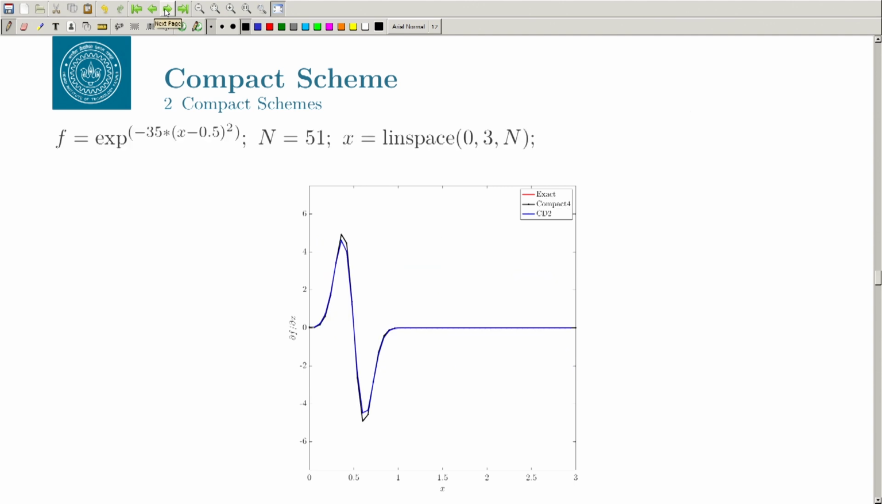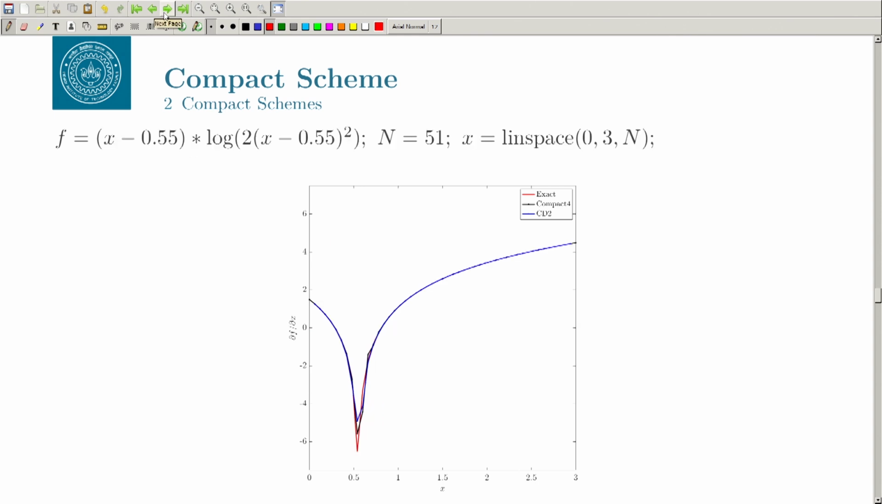This is an exponential function, e to the power minus 35 times x minus 0.5 squared, and not sure if you are able to notice here or not, but the black and red are both overlapping. So, basically the compact scheme and exact are very similar. But if you use the CD2 scheme, which is the blue line, you can see that there are some differences here and here, where there is a change. So, it is not able to give you a good approximation.